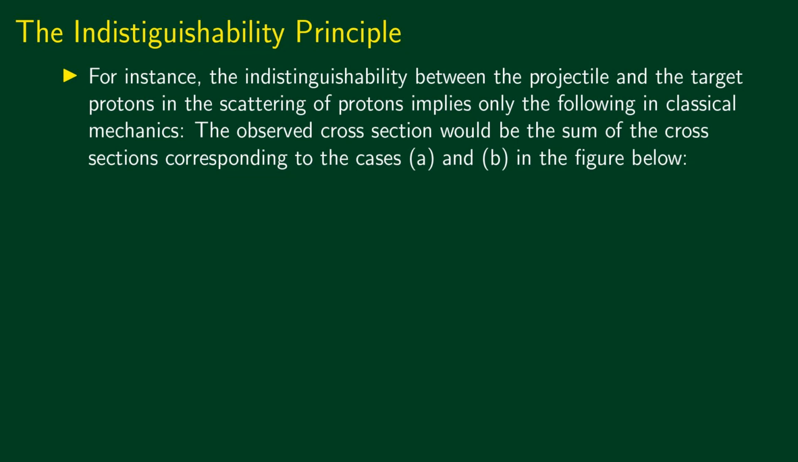The indistinguishability between the projectile and the target proton implies only the following in classical mechanics. If we cannot distinguish between the target and the projectile, then the observed cross-section would be the sum of the cross-sections corresponding to two different cases: one case in which the projectile reaches the detector, and the second case where the target reaches the detector. In classical mechanics, we just have to add these cross-sections.